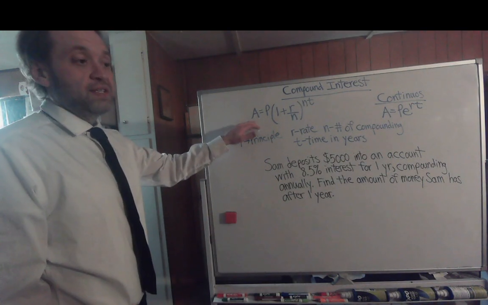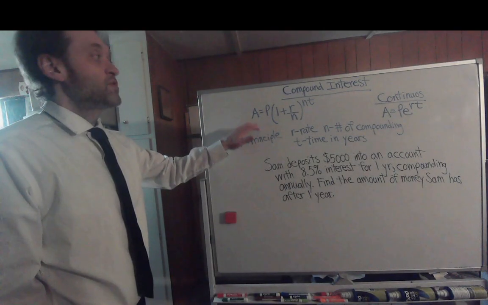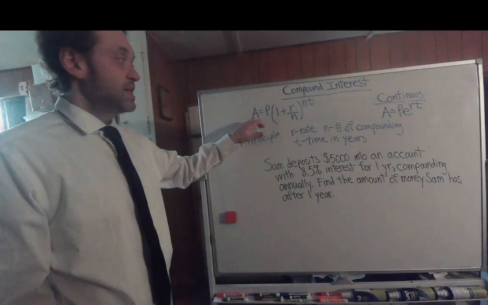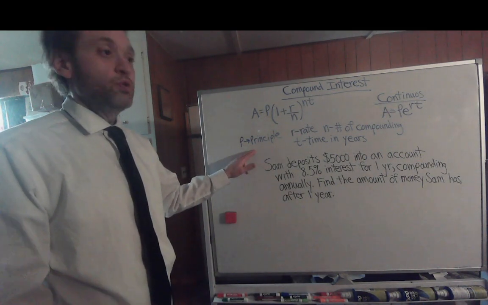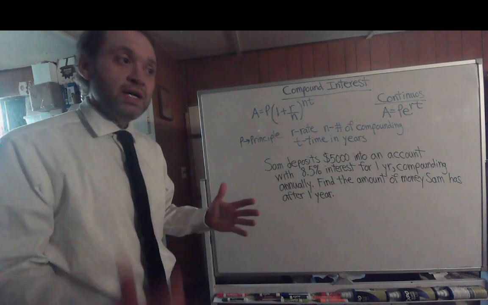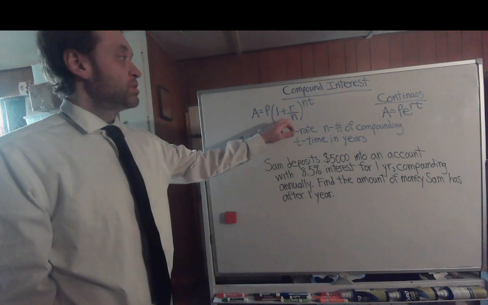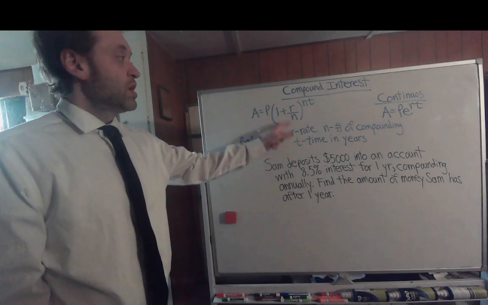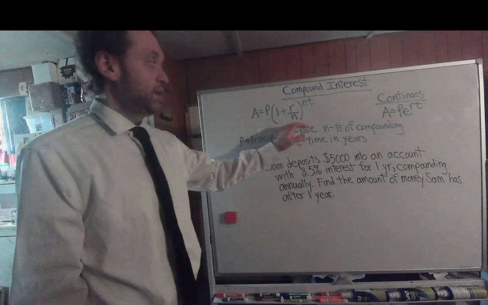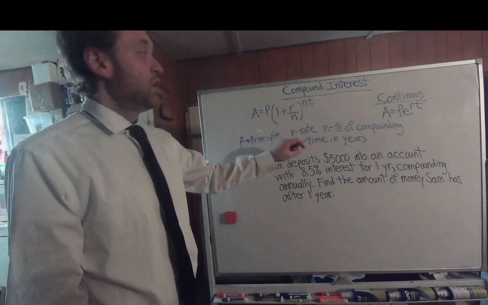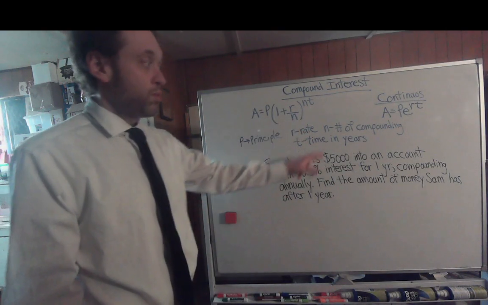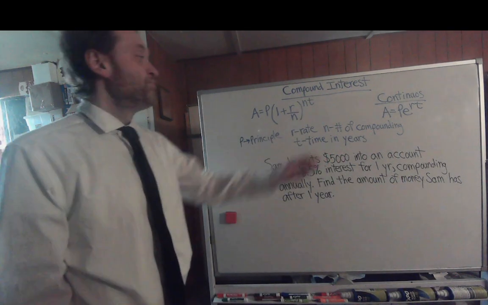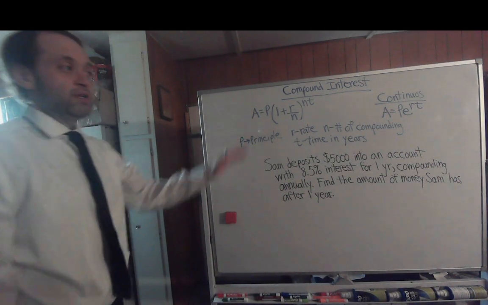So A is the amount you'll have in your account after a certain time period. For general compound interest, it's equal to P, the principal, the amount that you initially invest or deposit, times the quantity of 1 plus R over N, where R is the rate, a percentage rate, over N, which will be the number of compoundings on the account. All that raised to the nt power, where n again is the number of compoundings and t is the time given in years. First, we'll talk about the general compound interest formula.